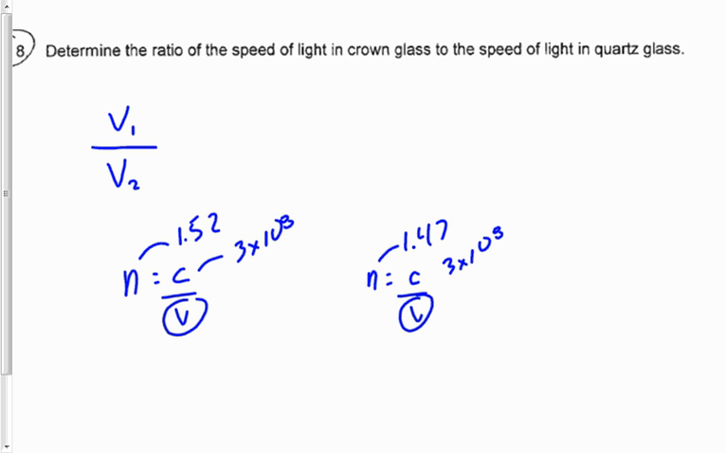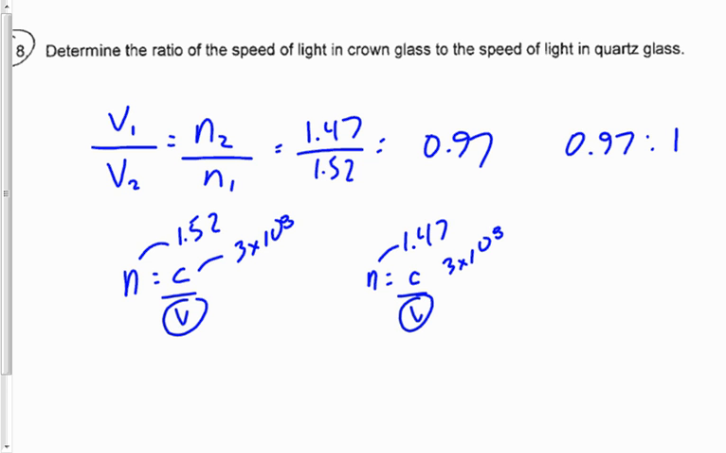Here's what I did. I said, look, the ratio of V1 to V2 is the same as the ratio of n2 to n1. I know what the value of n2 is. Quartz glass is 1.47. Crown glass is 1.52. The ratio of those two is what? Whatever 1.47 divided by 1.52 is. What does that work out to be? 0.97? So the ratio is 0.97 to 1. You do it this way, you're going to get the same thing as the way that I did it. It's just that my way is a little bit quicker. Not better, just a little bit quicker, that's all.